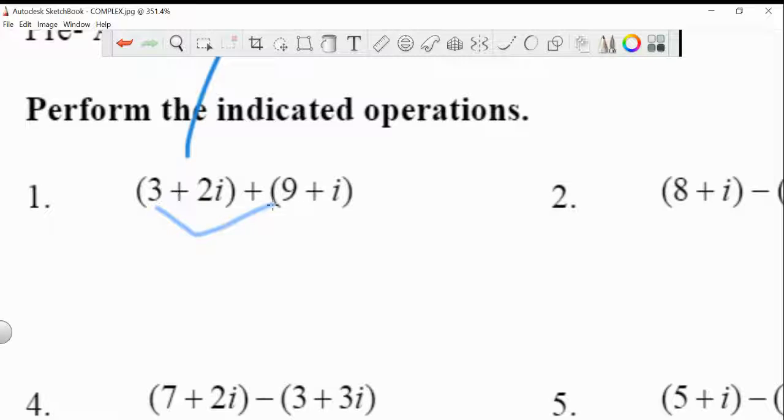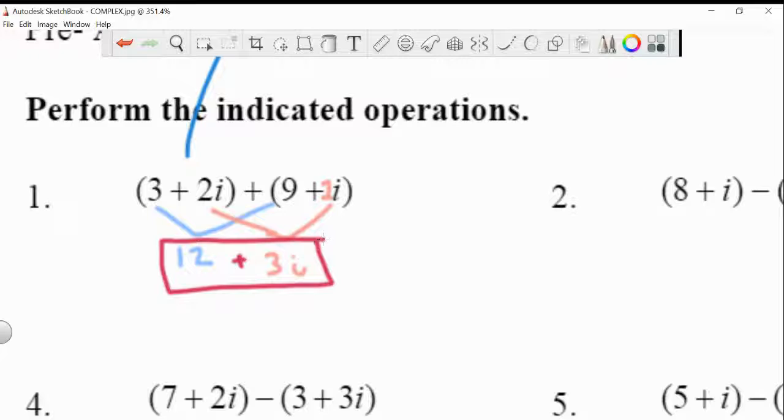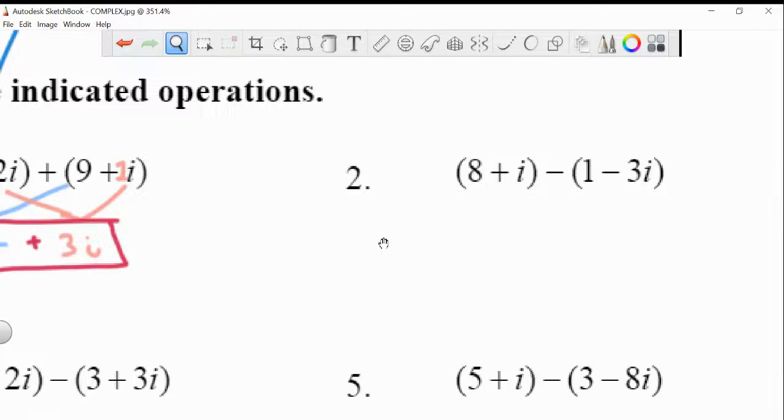That is a regular old 3 and a regular old 9. And that makes 12. Okay, this is an imaginary 2 and an imaginary 1. And so we add those together, and we get 3i. And that is it. That is the whole thing. That is the whole question. Not any more complicated than that. You're just adding up the regular stuff, adding up the imaginary stuff, and moving on.